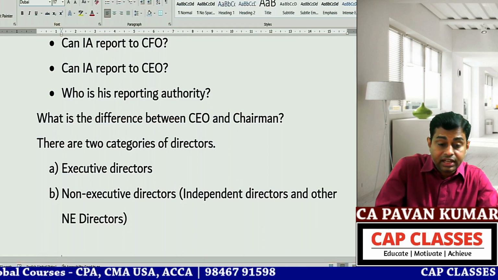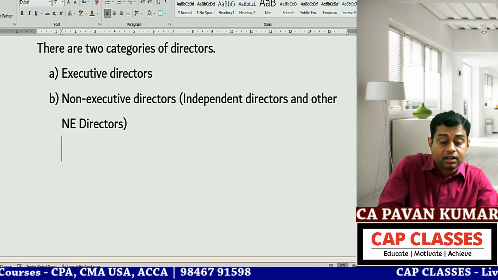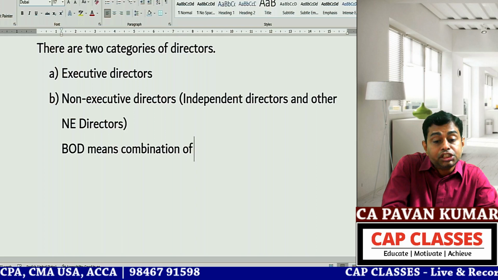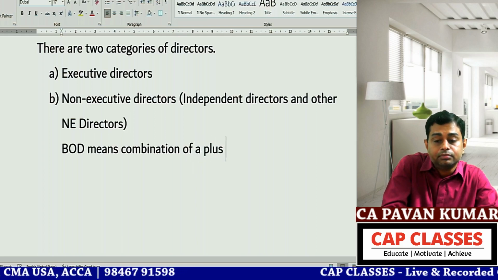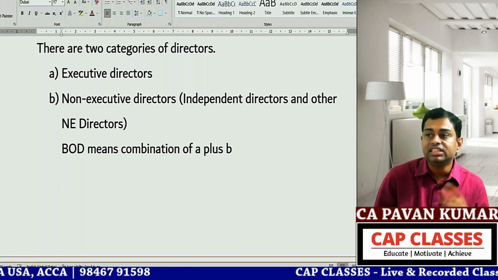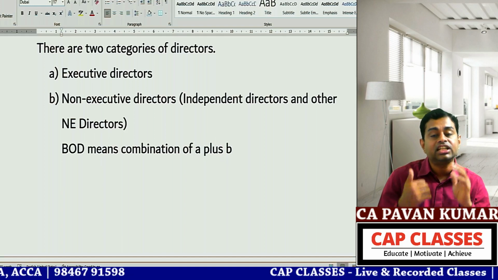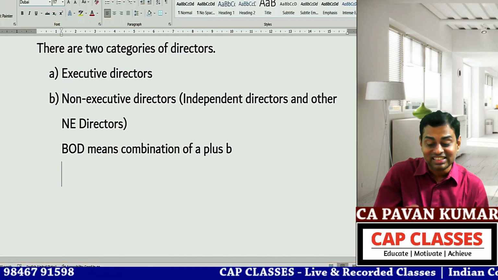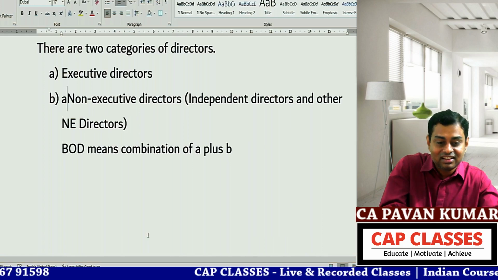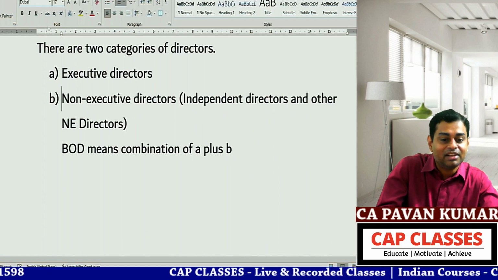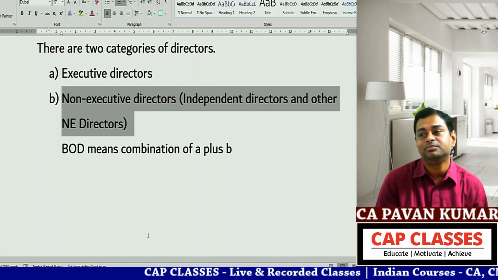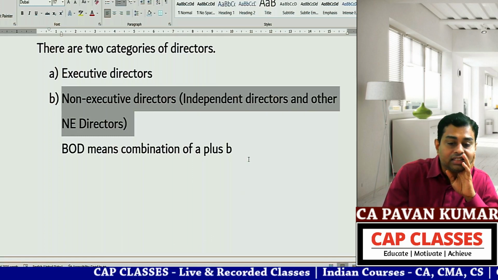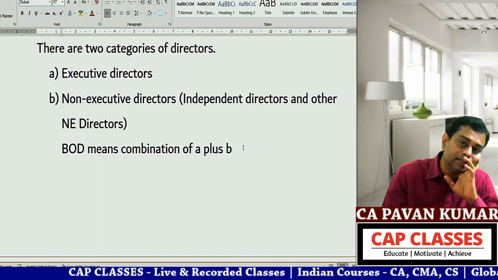So basically, the board of directors means a combination of A plus B. What is A? Executive directors. What is B? Non-executive directors. Actually, first I should have written non-executive directors. This is actually A. This should be the first category. So the board of directors means a combination of A plus B.